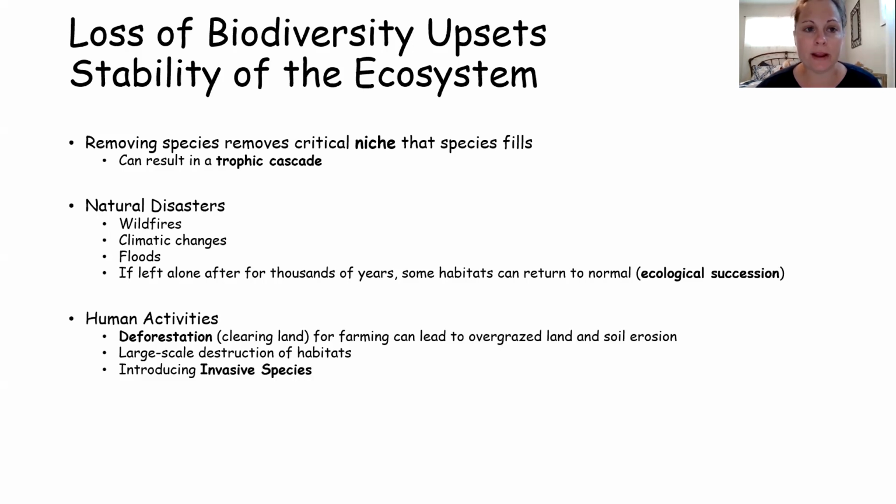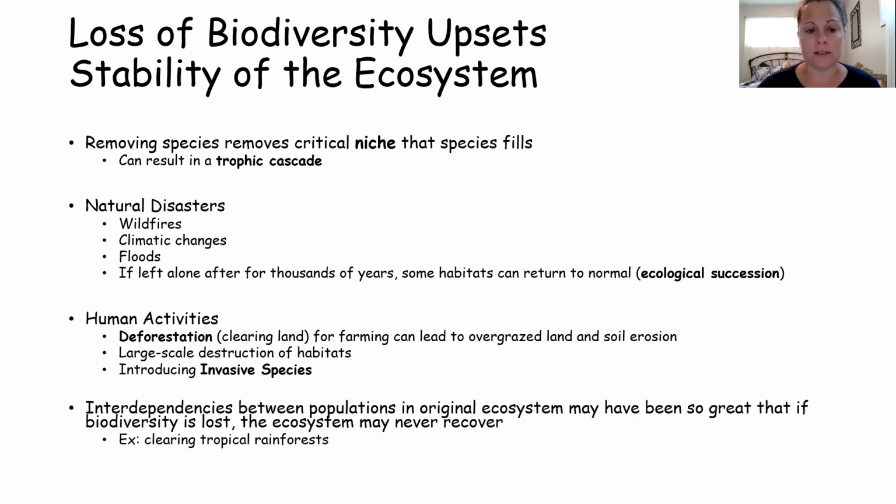Of course, there are human activities that decrease biodiversity, one being deforestation or clearing of land for farming, which can lead to overgrazed land and soil erosion. Also, large-scale destruction of habitats like the rainforest, and introducing, whether we mean to or not, humans introduce invasive species to ecosystems all the time, like the zebra mussel. That can cause a decrease in biodiversity and upset the ecosystem.